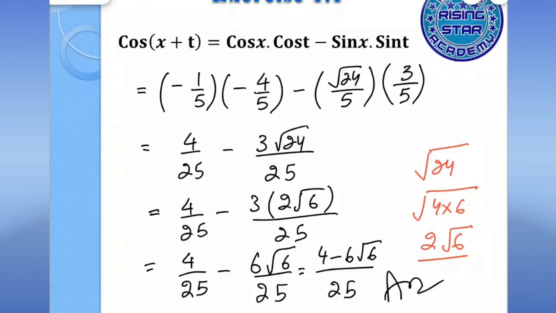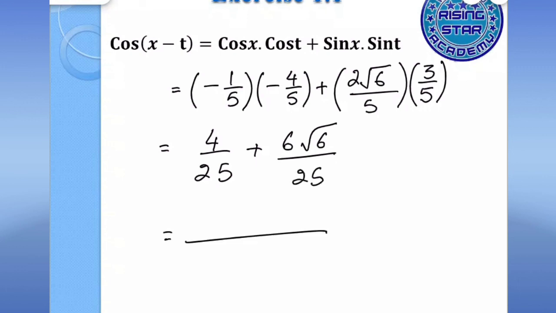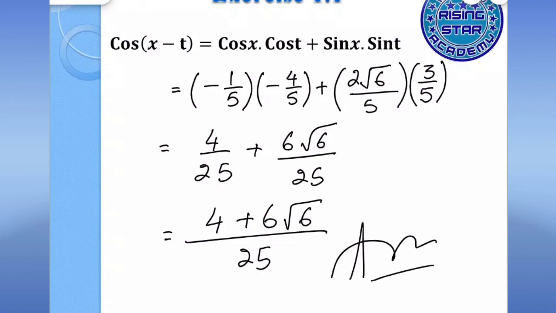Now I would solve the second identity. Now I put the values into the second identity, so I would simplify. That would become 4 over 25 plus 3 times 2, that would be 6 root 6 over 25. Now 25 would be the LCM, so 4 plus 6 square root of 6 would be written as it is. That is the final answer.